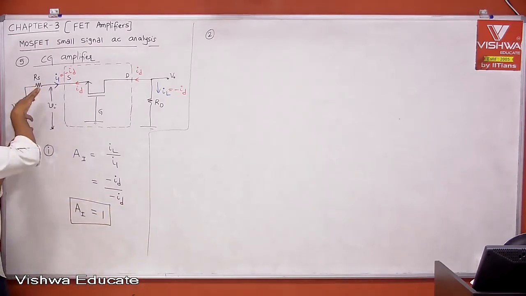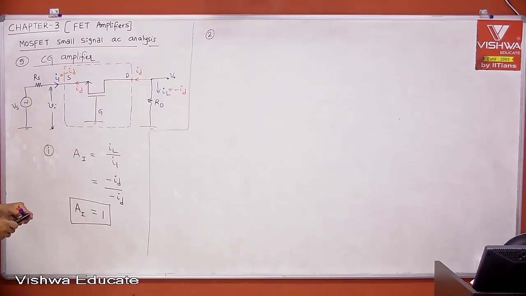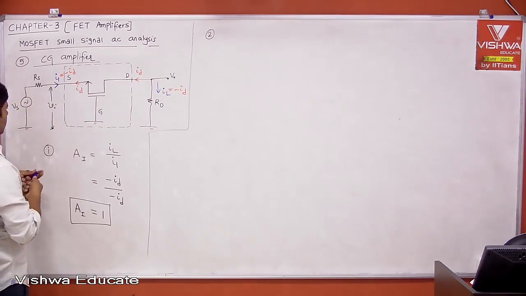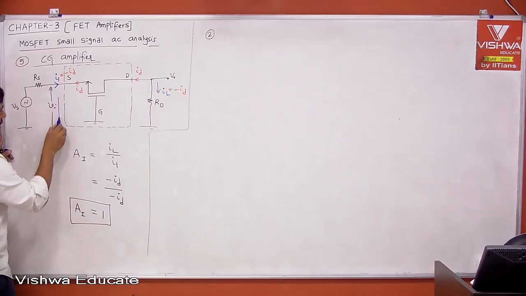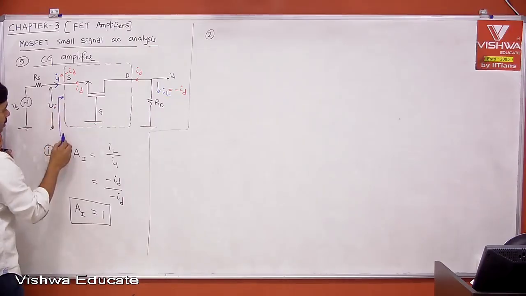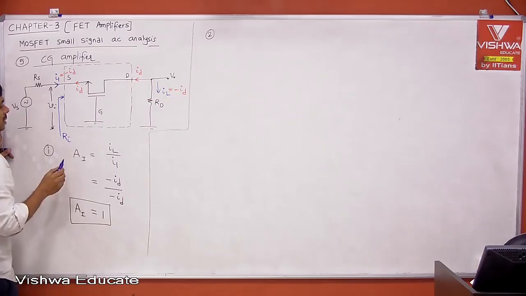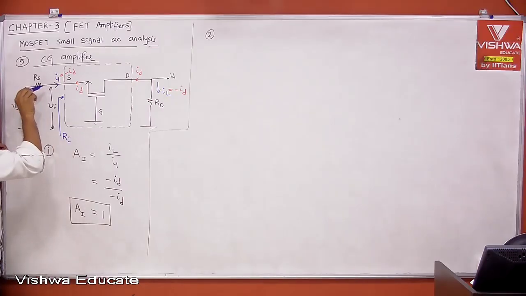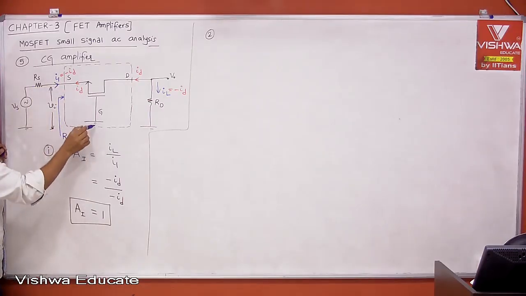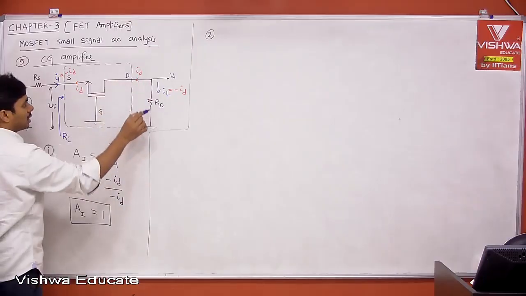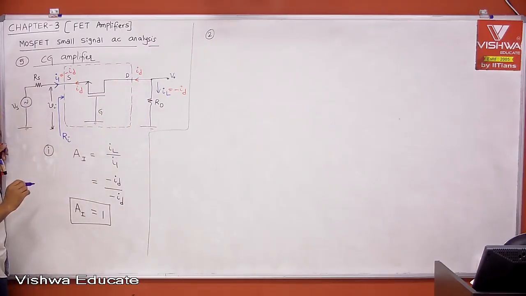The impedance seen into input port, right? What is input impedance definition? The impedance seen into input port. Let us say this is my input port, the impedance seen into input port. Therefore, what does it mean? The impedance seen into source when gate is connected to ground, drain is connected to RD and ground. That is nothing but your input impedance, right?